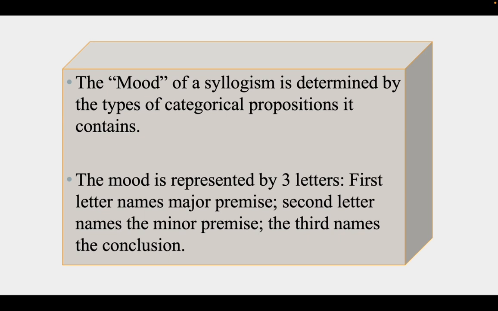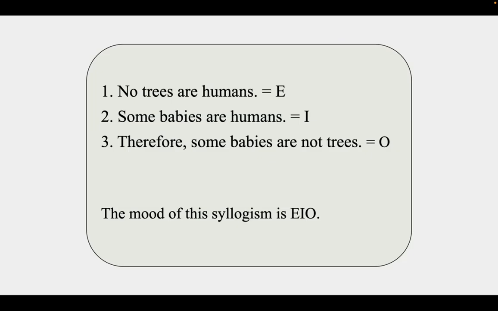The next concept to understand is something called the mood. The mood of a syllogism is determined by the types of categorical propositions that syllogism contains. Now, the mood is represented by 3 letters. The first letter names the major premise, the second letter names the minor, and the third names the conclusion.